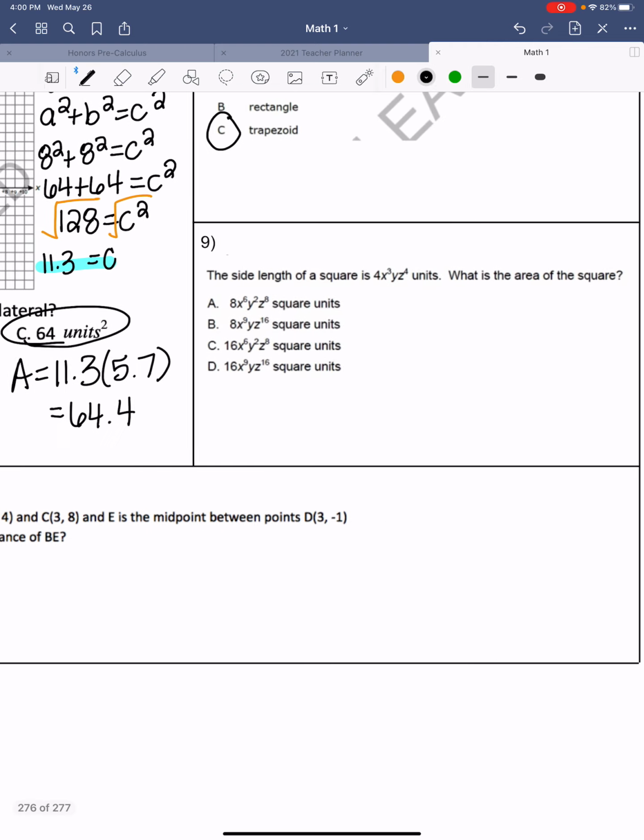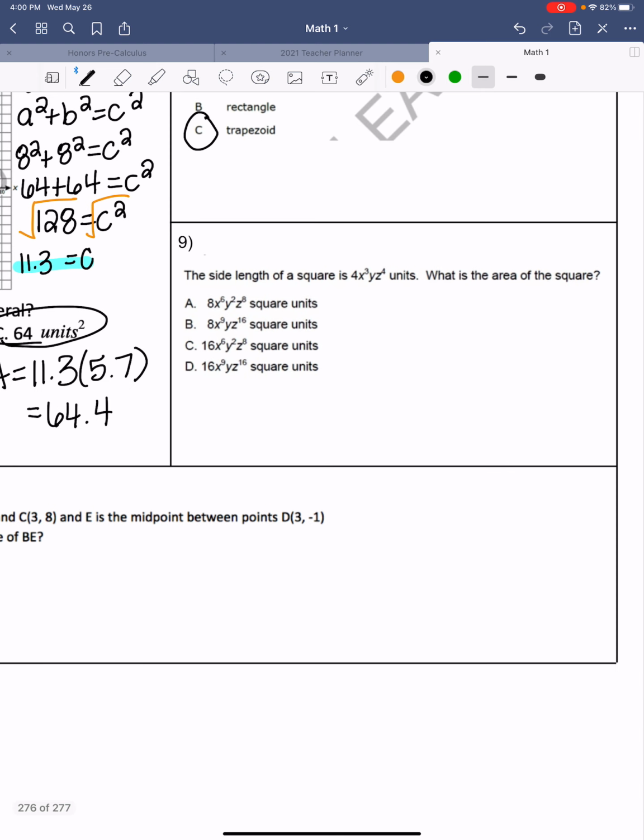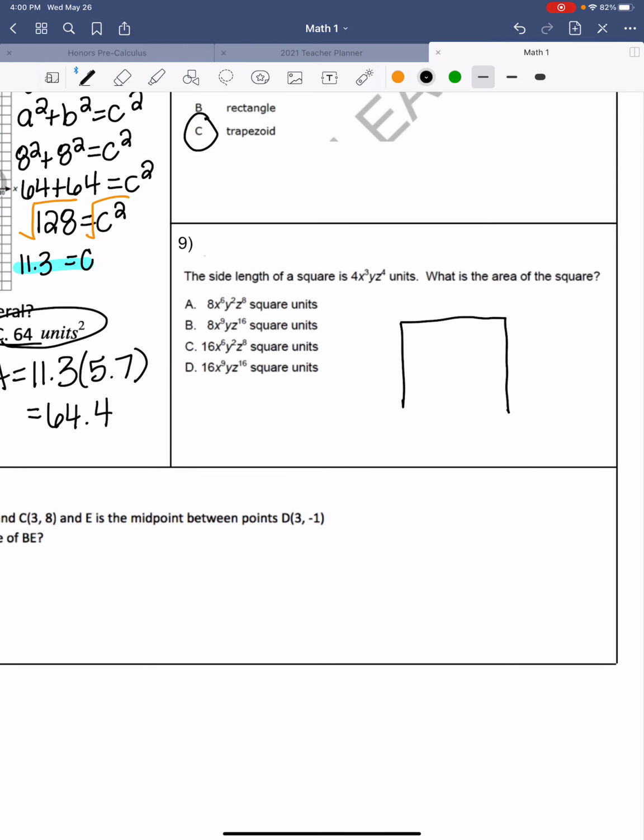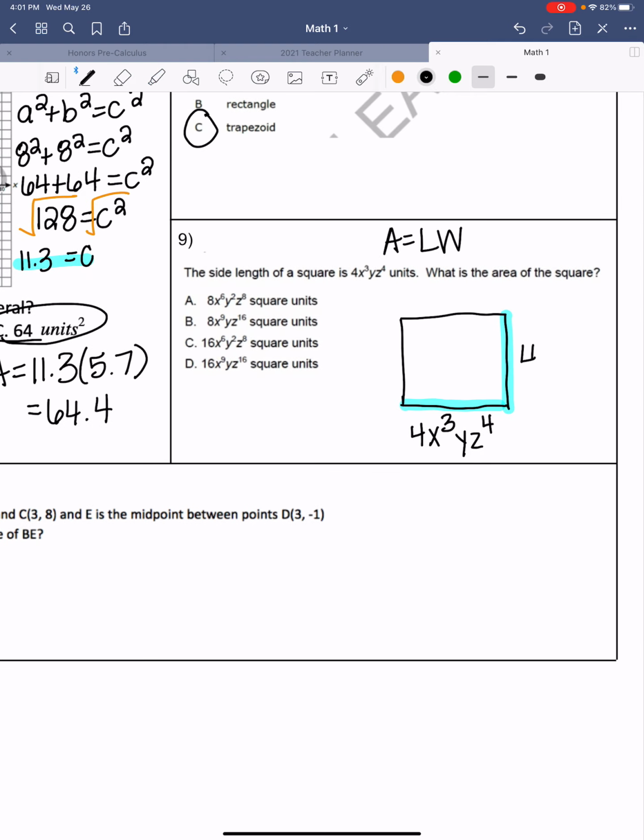All right, number 9, it says the side lengths of a square. So we have a square here, as best as I can draw it. And it said that one of the sides is 4x cubed y z to the 4th. What is the area? So remember, to find the area of a square, we're going to do length times width. So if this side is 4x cubed y z to the 4th, then this one is also the same. So this is 4x cubed y z to the 4th.